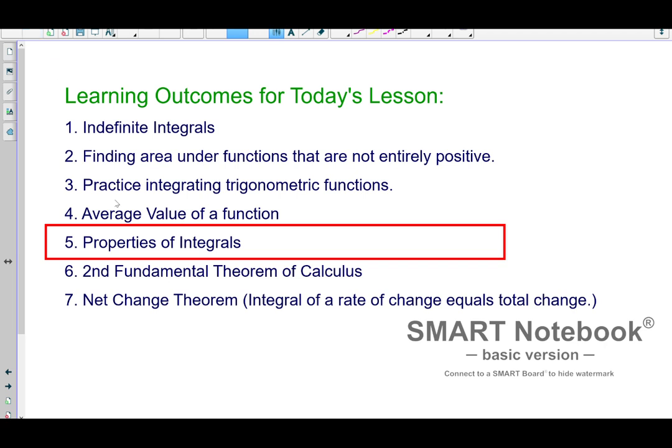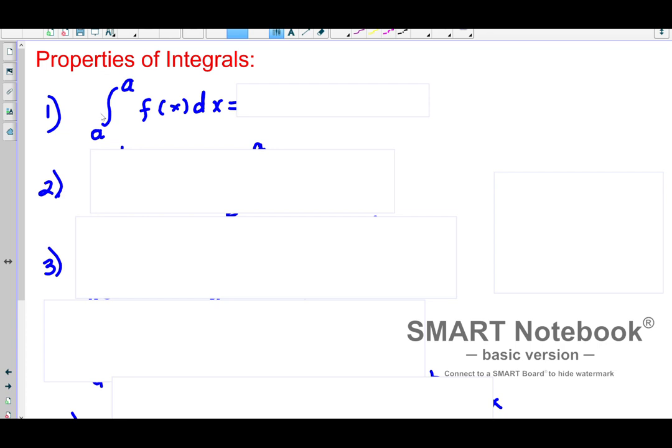All right, so next we're going to take a look at properties of integrals. And we've already used some of these properties really, but this kind of puts everything on the same page, giving us a chance to review all the properties of integrals at once.